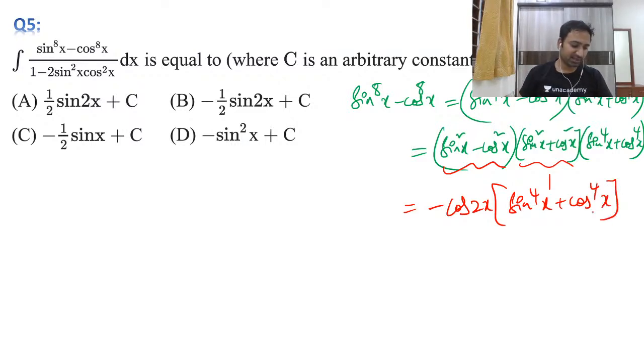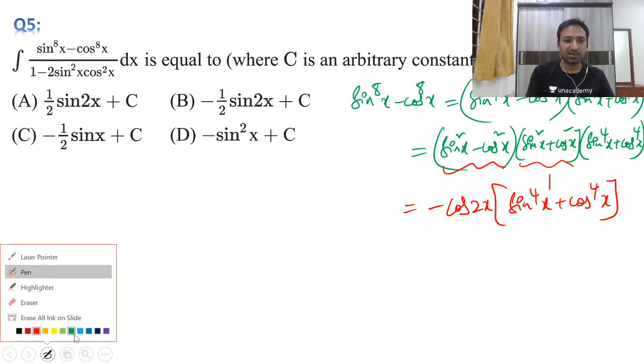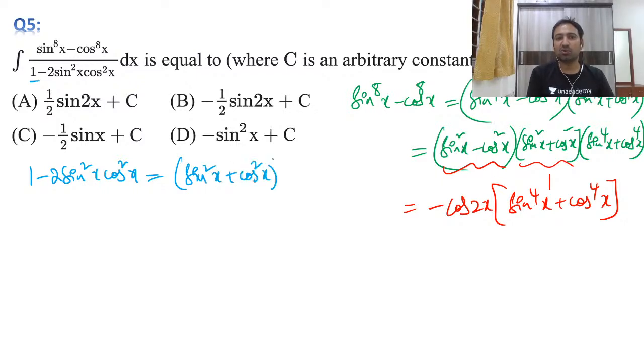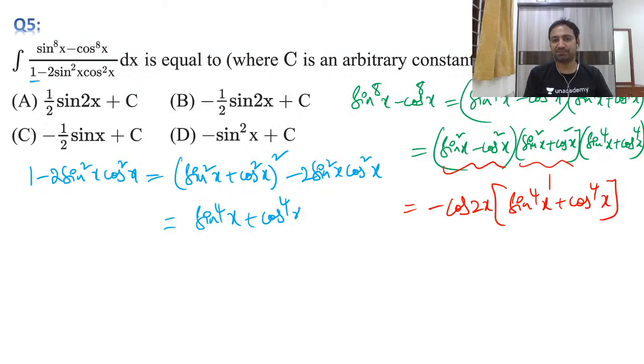Now let's simplify the denominator. Can I write this one as 1 minus 2 sin square x cos square x? In place of 1, can I write sin square x plus cos square x whole square minus 2 sin square x cos square x? Guys, doesn't it look like a plus b whole square minus 2ab? So isn't it sin power 4x plus cos power 4x?